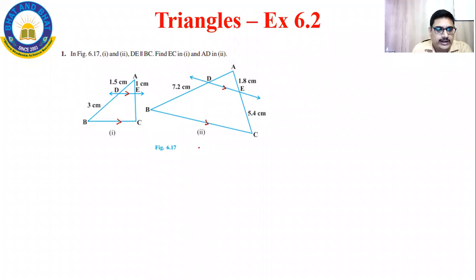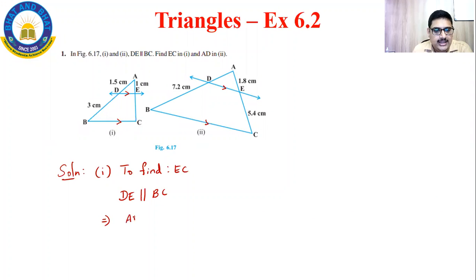So what do we have to find? Solution. For the first subpart, we have to find EC. They have told us that DE is parallel to BC. So what is my conclusion? That AD divided by DB should be equal to AE divided by EC. What is my reason? From the basic proportionality theorem.